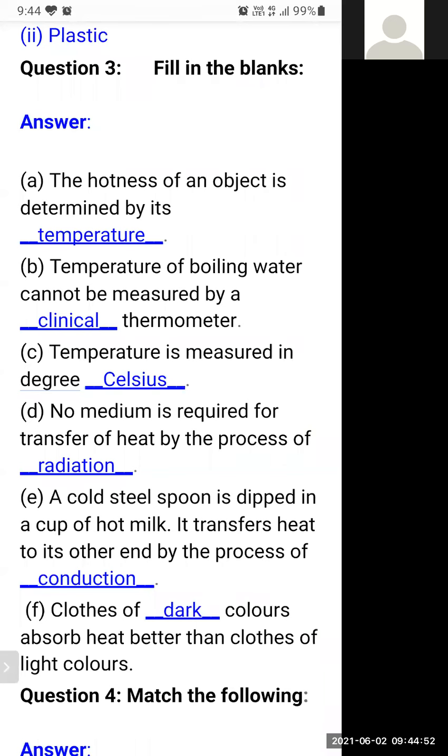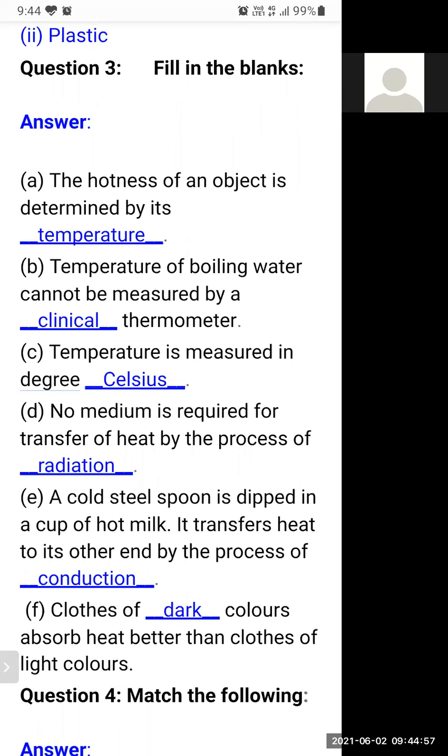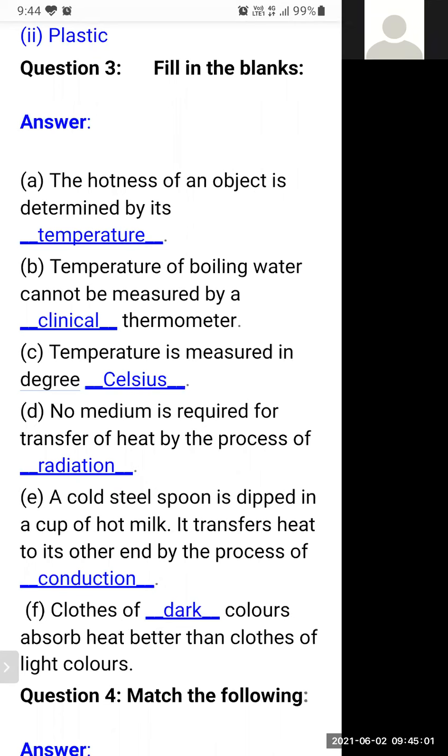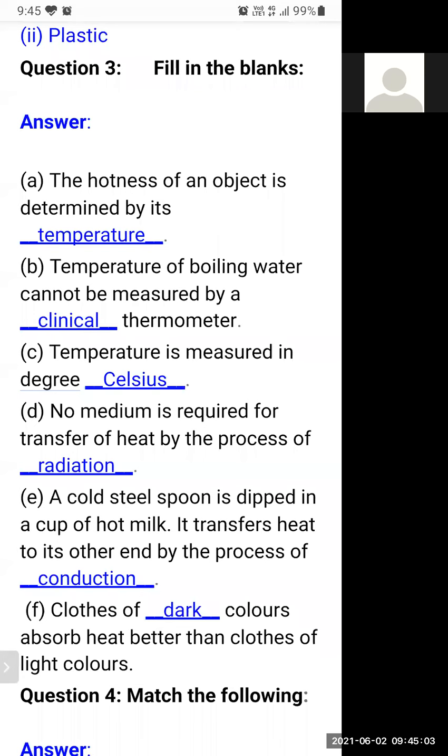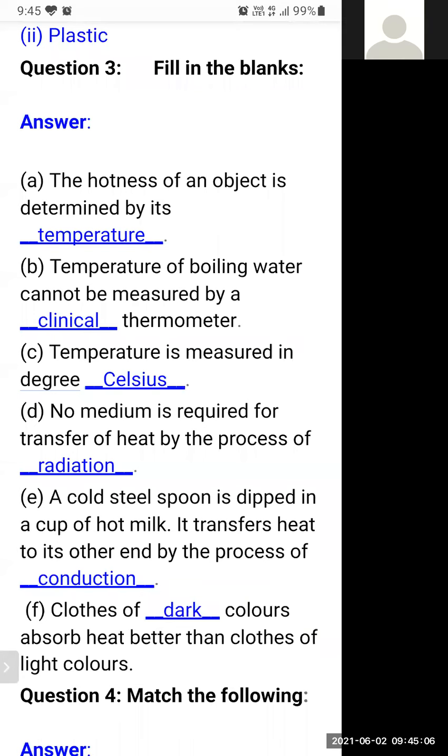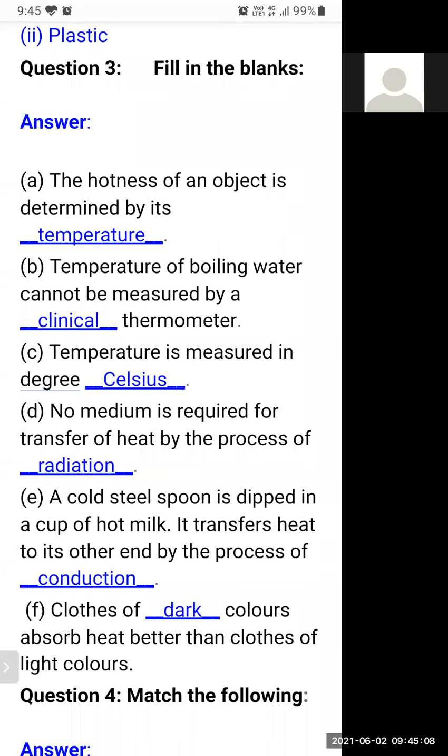Now the B part, temperature of boiling water cannot be measured by a dash thermometer. Temperature of boiling water cannot be measured by a clinical thermometer. Yes, if we want to measure the temperature of boiling water, we will use a laboratory thermometer, but it cannot be measured by a clinical thermometer. We cannot use a clinical thermometer to measure the temperature of boiling water. So which thermometer will we use? Simply we will use a laboratory thermometer.